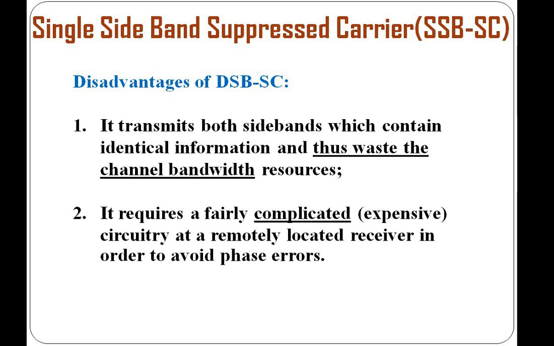But the first disadvantage of DSB-SC will be reduced by using SSB, that is, single sideband suppressed carrier. Only one sideband will be passed, so that the bandwidth will be reduced and the power consumption will also be reduced. This is the advantage of single sideband. You might have a doubt about the second disadvantage. That will also be removed, but in the next topics.